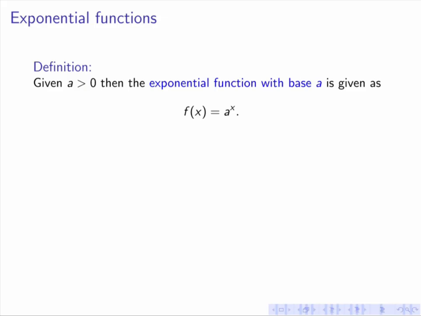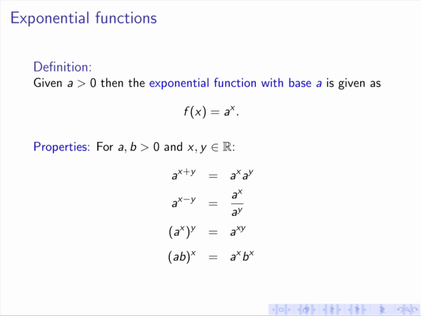An exponential function with a base a is the function a to the power of x. We do this only for parameters a which are positive. This function a to the x has several properties, and I'm sure you have seen them before. For example, a to the x plus y is a to the x times a to the y, or a to the x minus y is a to the x divided by a to the y. A to the x to the y is a to the x times y, and a times b to the x is a to the x times b to the x.